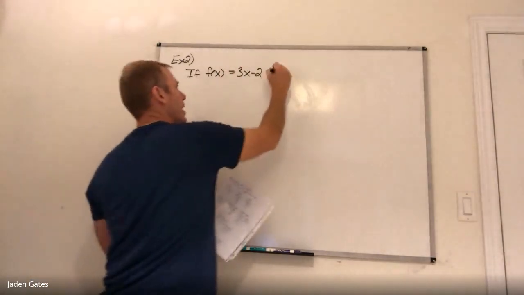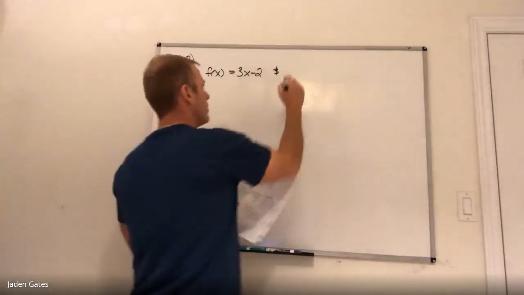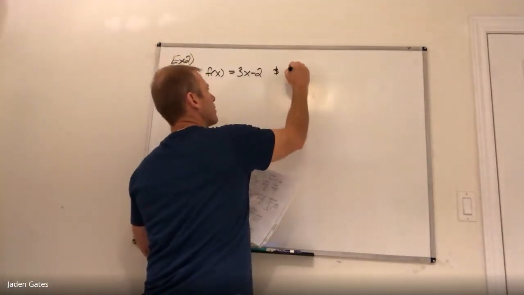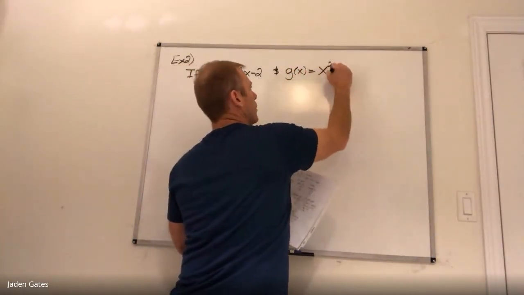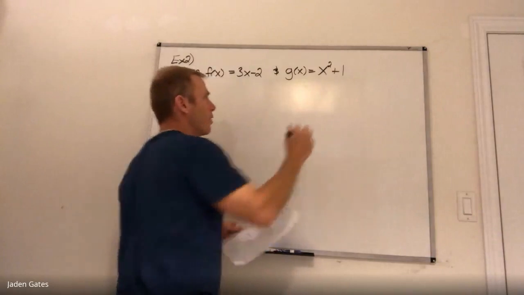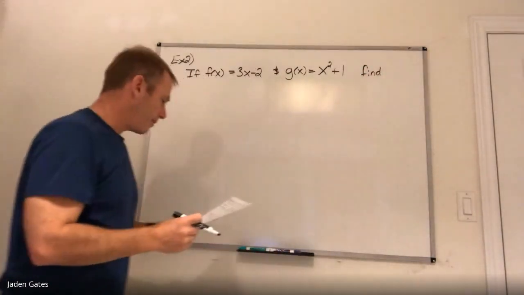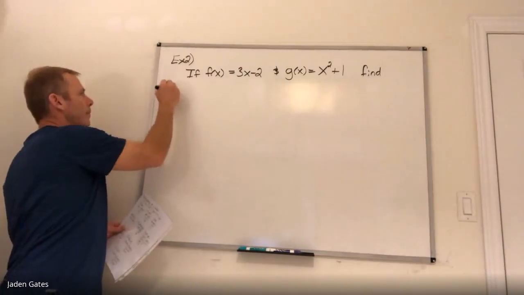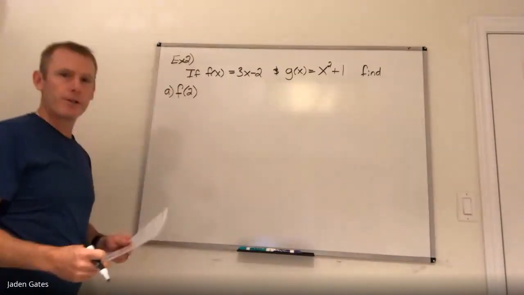That's our first one. And since I've got two equations for this question, I'm going to have a g of x, which is x squared plus 1. And here's what I want to find. I'm going to find a few things here. All right, so A, f of 2. That's what we're going to find.